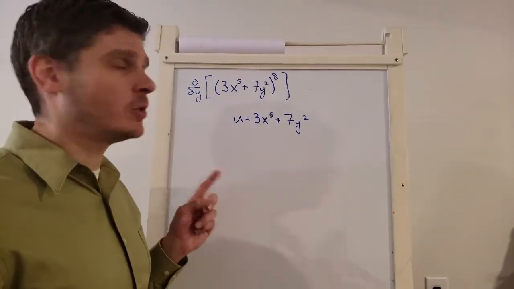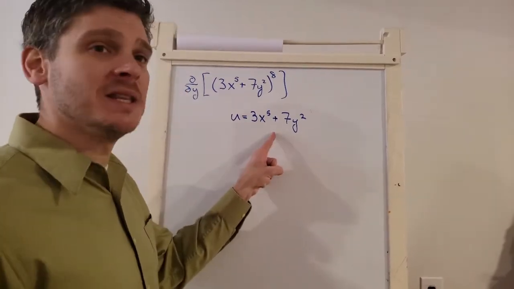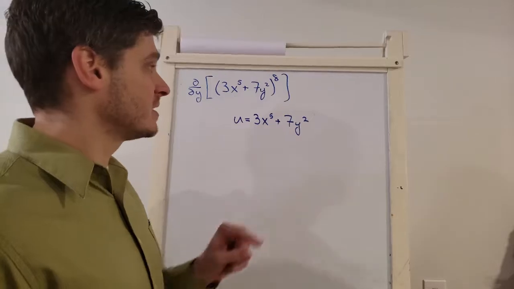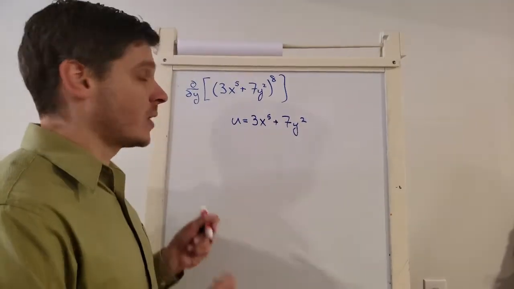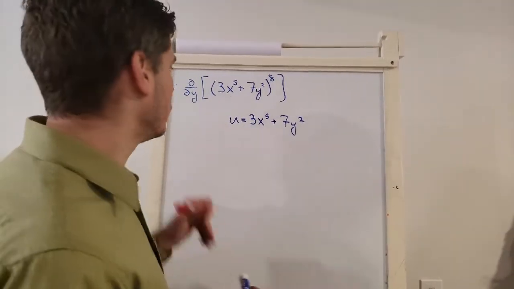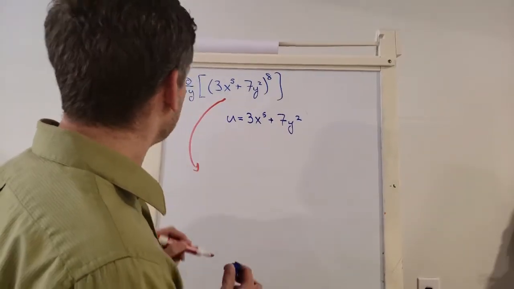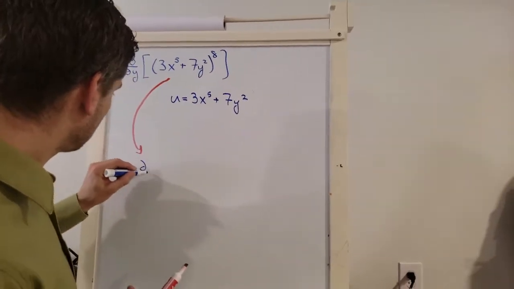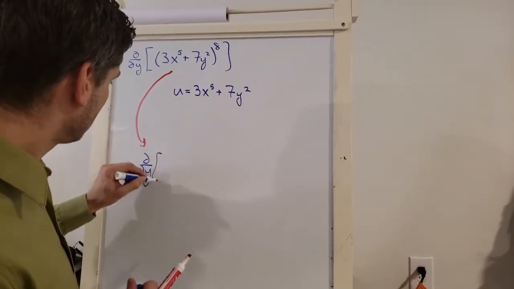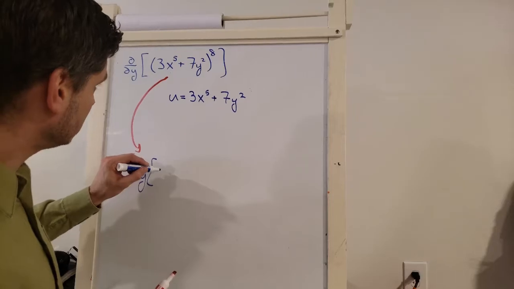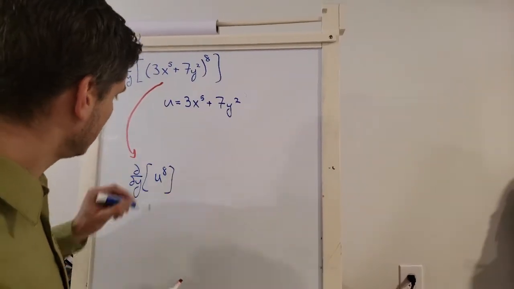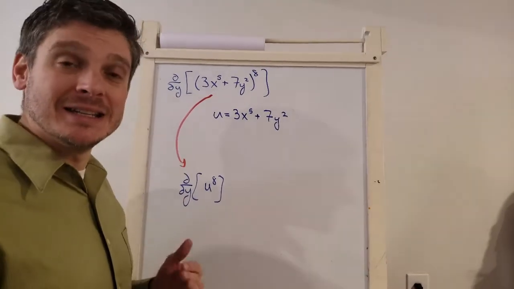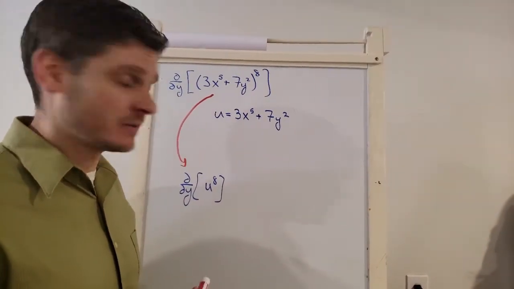When we do the chain rule with composite functions, we pick our u to be the inside function. And clearly the inside function is going to be the entire expression 3x to the 5th plus 7y squared. The whole point of doing the chain rule is that we can take this whole expression and instead do it as the partial with respect to y of u to the 8th. Because this is a very nice, neat, easy expression for us to take the derivative of.